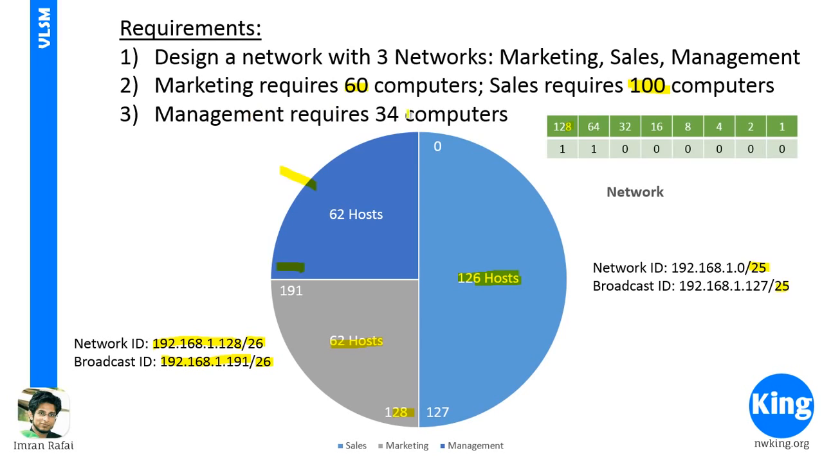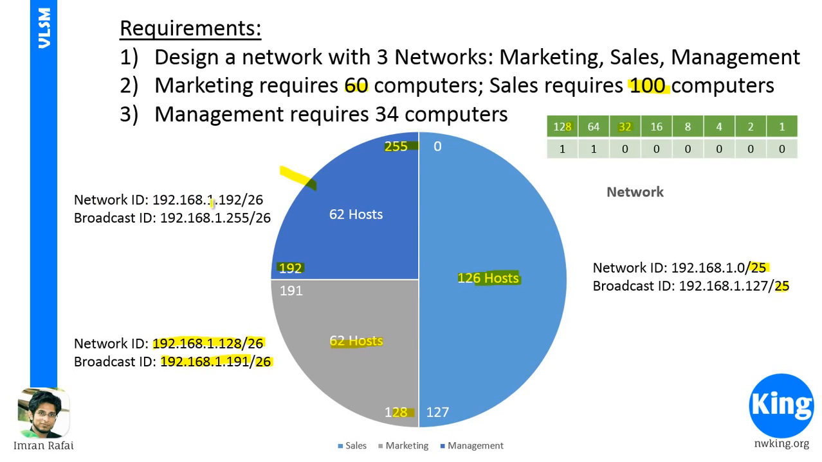The management requires 34 computers. We can't borrow 3 bits, because with 3 bits we get only 30 valid hosts. If you see here, 32 minus 2, we need 34 hosts, so we leave it at 2 bits borrowing. And we know the next IP address is 192.168.1.192, and since it is 2-bit borrowing, it's a block size of 64. So 192 and the broadcast ID is 255.